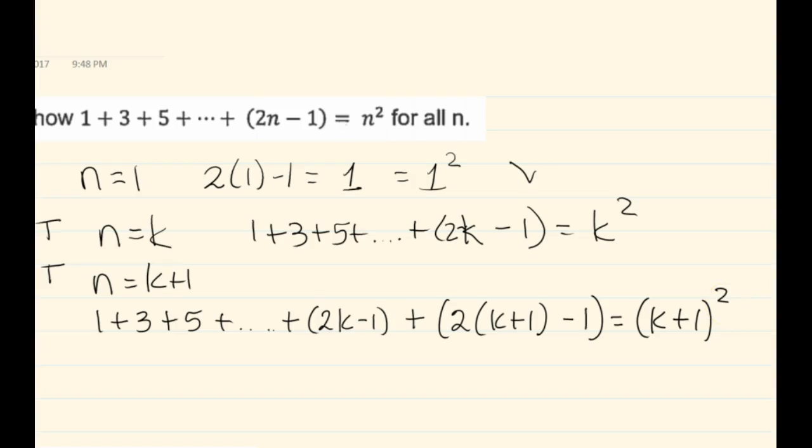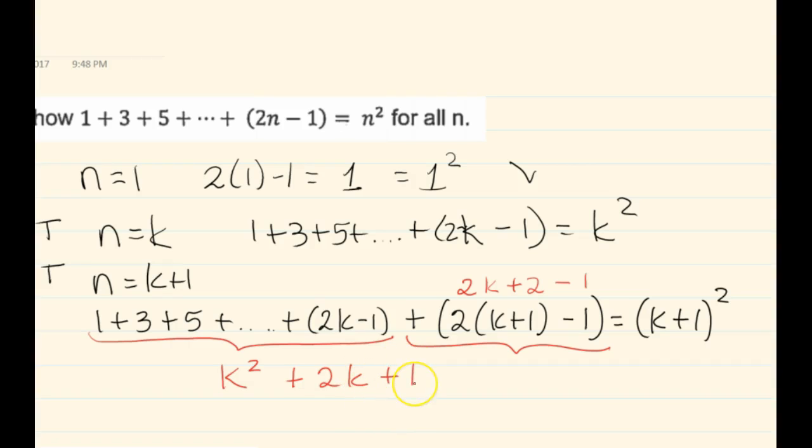So we can see that this part, we already know the sum of all of these. This is k squared. We know that because we said it was true in the sit portion. Alright, so now we need to figure out what this part looks like. Well, using the distributive property, I get 2k plus 2, minus 1, so I get a positive 2k plus 1.